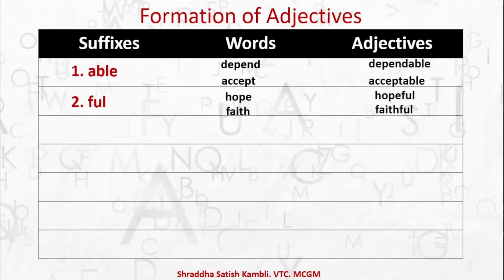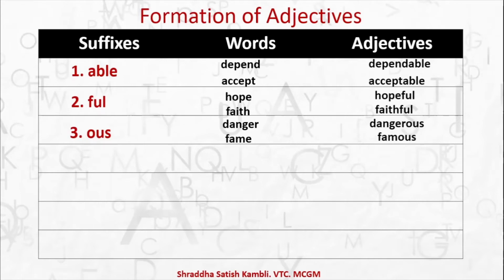Alright, so see, the adjectives which are formed are dependable, acceptable, hopeful, faithful. Then let's come to the next example where you have OUS. So if you add OUS to danger, what do you get? Yes, dangerous. Okay, and then if you add it to fame, then you get famous.